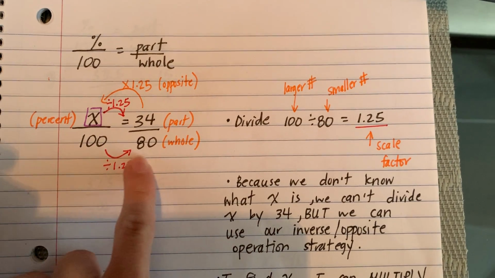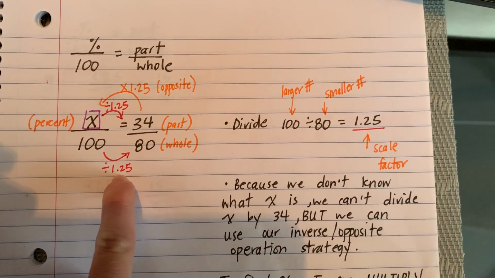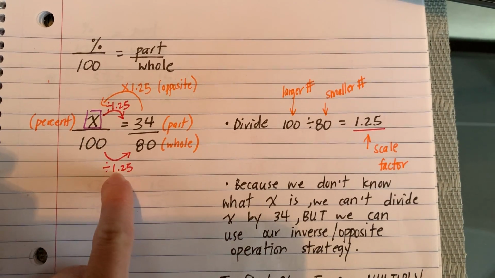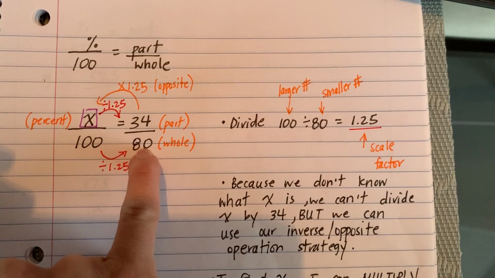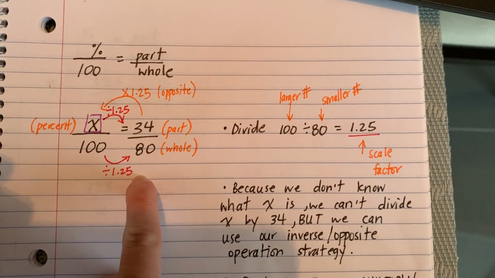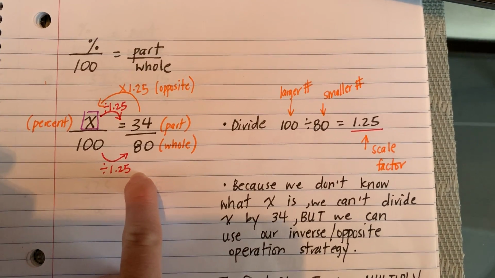So 100 divided by 80 is going to give me 1.25. So that is how I got from 100 to 80. 100 divided by 1.25 will give you 80. So that's my scale factor. Now I need to divide by 1.25 for my numerator as well.